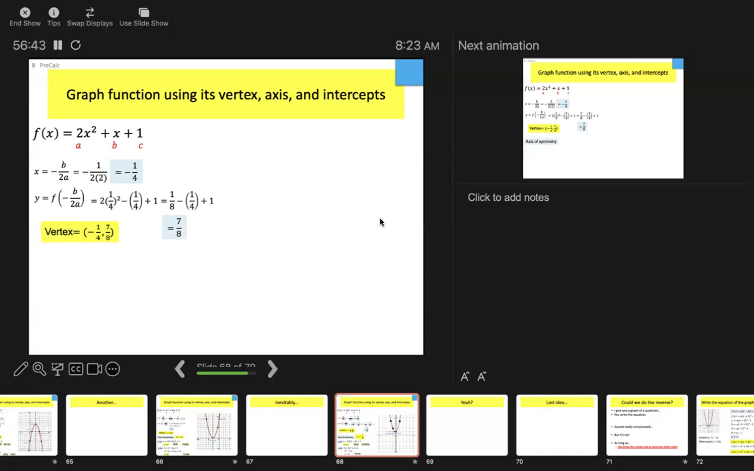Luckily, that's all we got to do with the vertex. We just have to write the vertex. That's not the y-intercept. That's not the x-intercept. By the way, the y-intercept is at 1. All right, that's nice. Axis of symmetry is at -1/4. The y-intercept is at 1. Once again, you get that for free. X-intercept. All right, here we go.